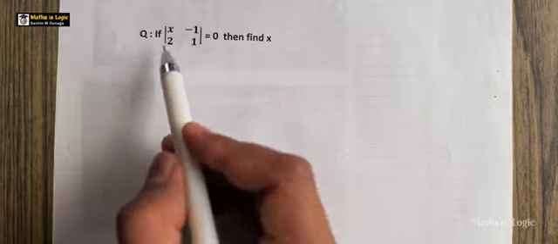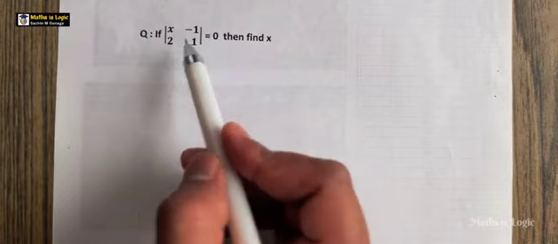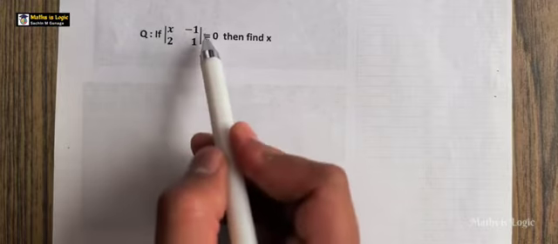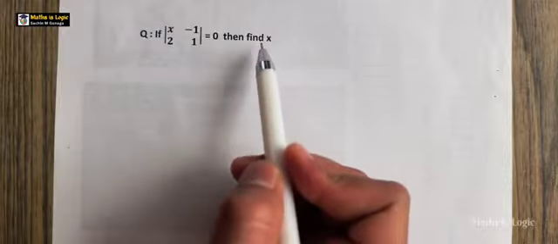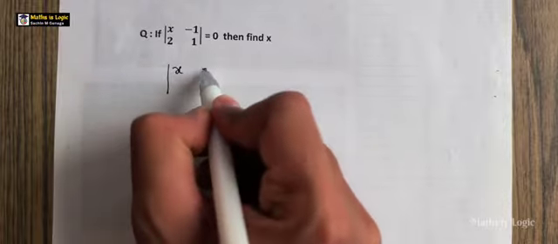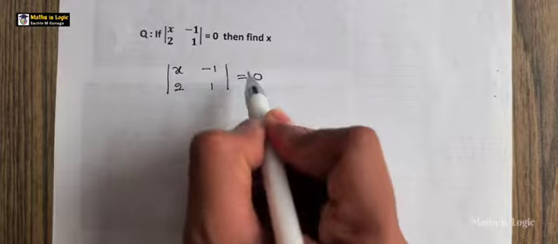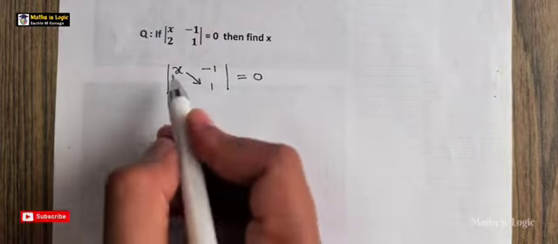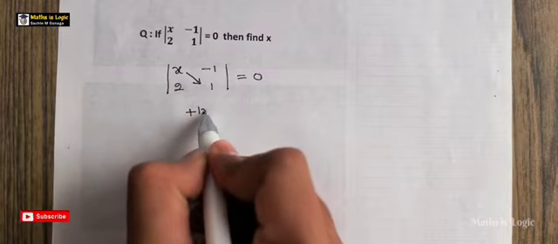Next question. Here, instead of giving the singular matrix condition, they directly give it in determinant form. If the determinant with rows (x, -1) and (2, 1) is equal to 0, find the value of x. As usual, write the question, then apply the second order rule, cross multiplication. Multiply this arrow mark value first, plus into plus, plus x into 1 is 1x.